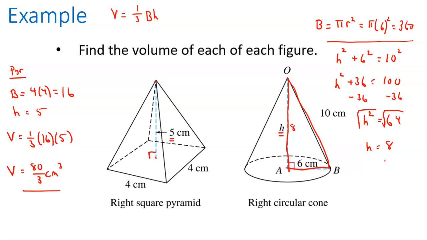All right, we haven't finished our problem yet, though. We have the area of the base now. We have the height. Volume is going to be 1/3 area of the base times the height. So 1/3 of 36 is 12. So I end up with 12 times pi times 8, 96 pi. What are we measuring this in? We're measuring it in cubic centimeters. Okay, so square centimeters was for the area of the base, cubic centimeters for the volume.